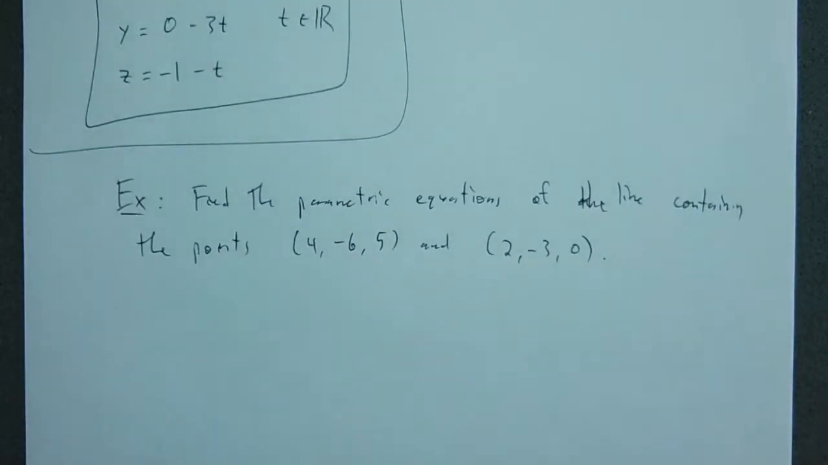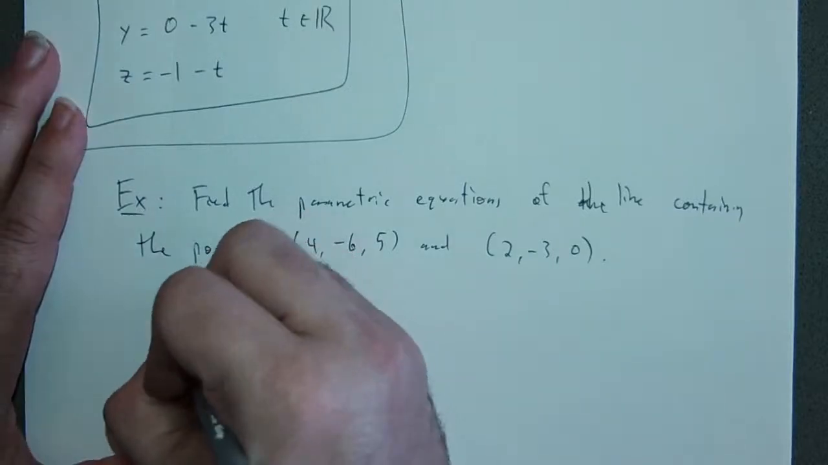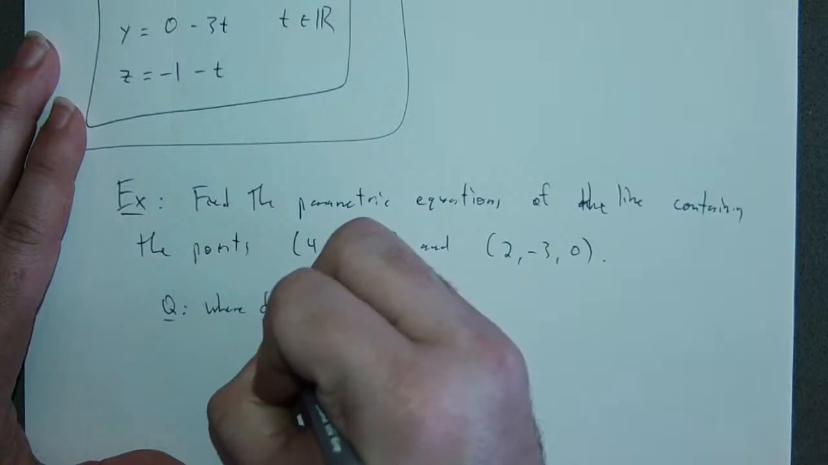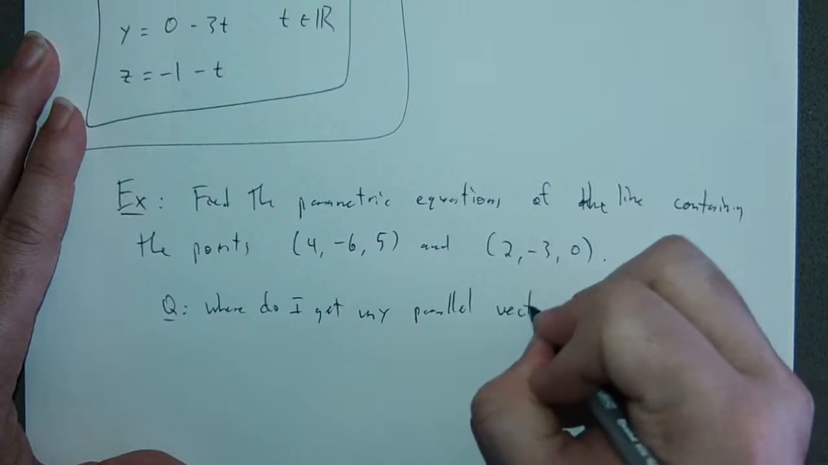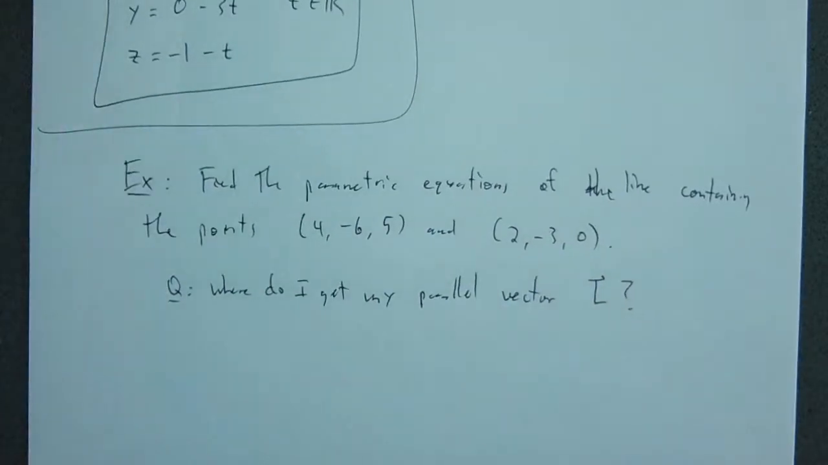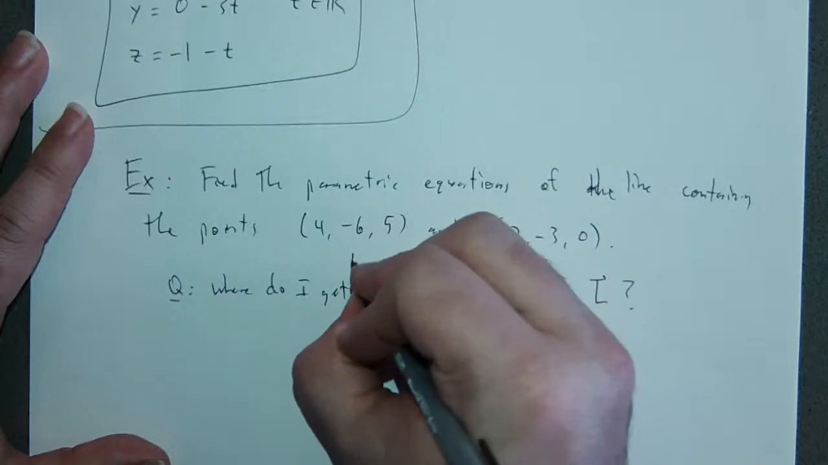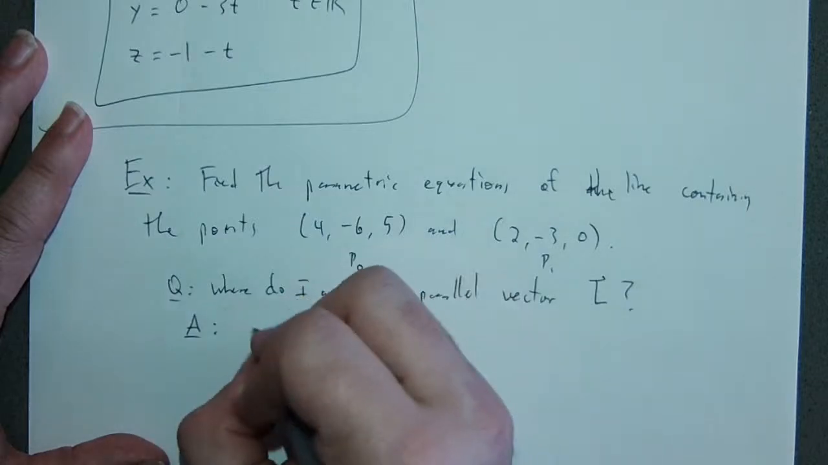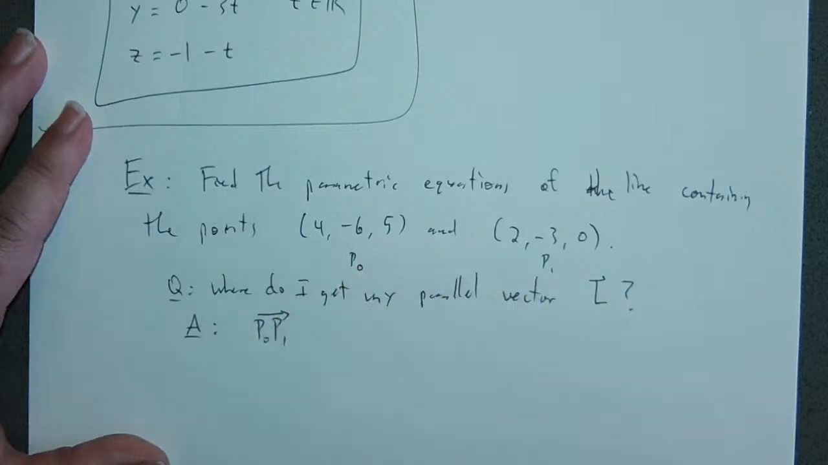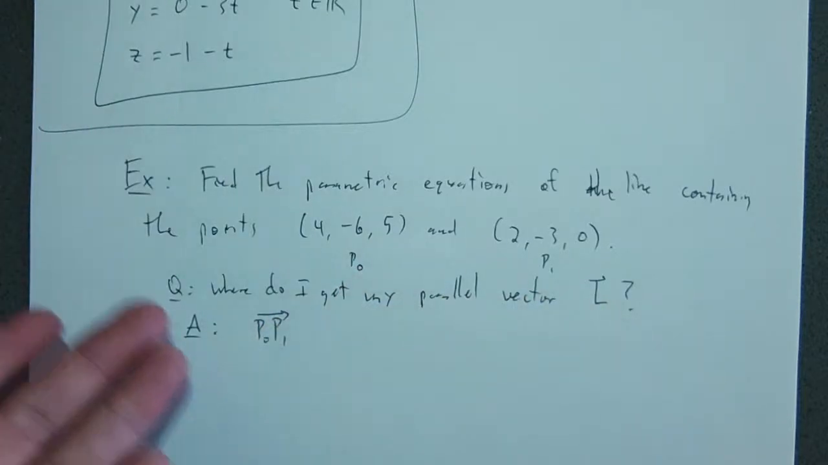All right. So remember, what do I need? I need a point on the line. Well, I have two, so I'm good there. I can use either of these. What else do I need? I need a vector parallel to my line L. So where do I get my parallel vector? Well, if I call this point P0 and I call this point P1, what is the vector that's parallel to my line L? It's just the vector that has initial point P0 and terminal point P1.